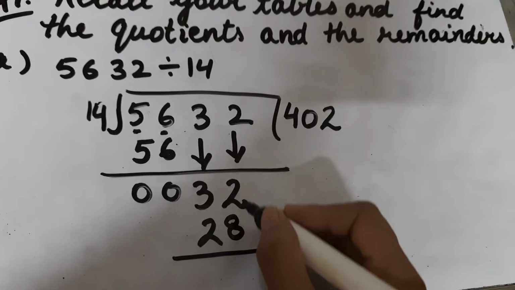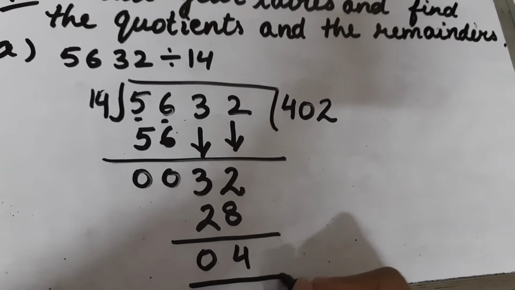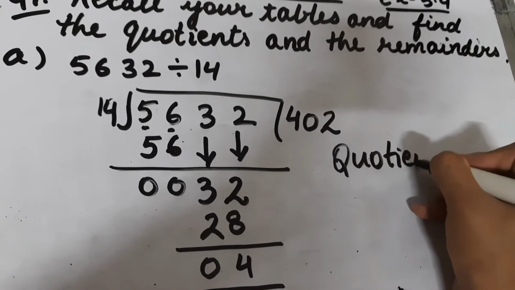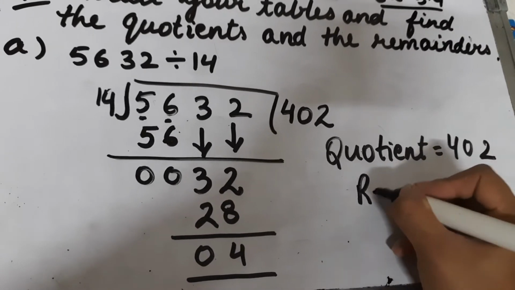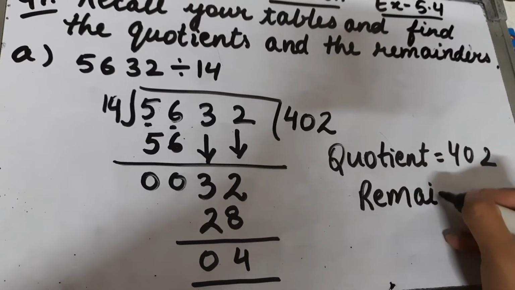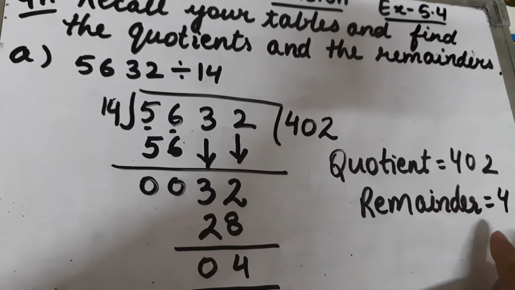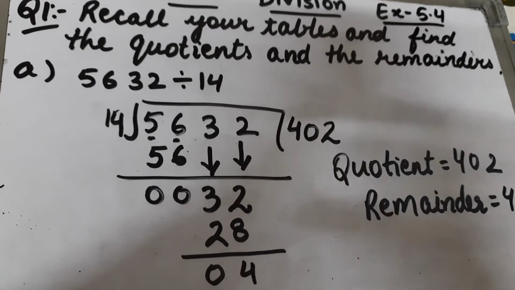Now subtract it. 12 minus 8 is 4 and 2 minus 2 is 0. So what is your quotient? Your quotient is 402 and remainder is 4. This is A part of question number first. Now let's start B part.